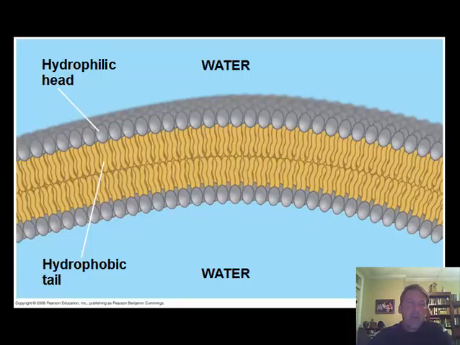Okay, we have two more groups of major biological molecules. We'll have to pick it up in the next podcast. But our two last groups are going to be proteins and then our nucleic acids, including our DNA in there. So we'll pick those last two up in our next podcast.